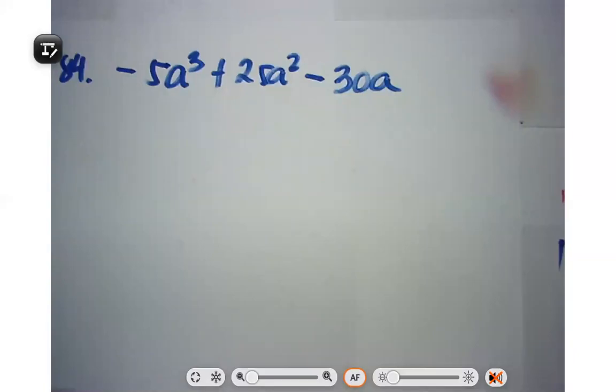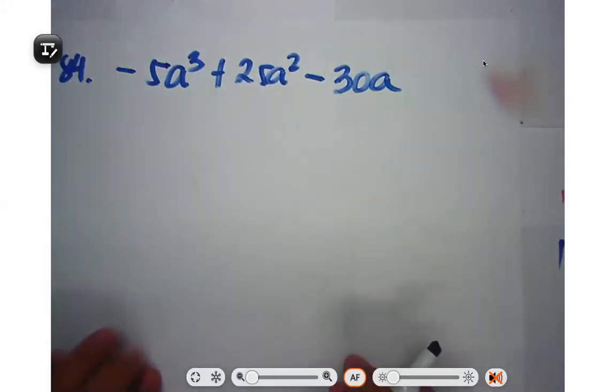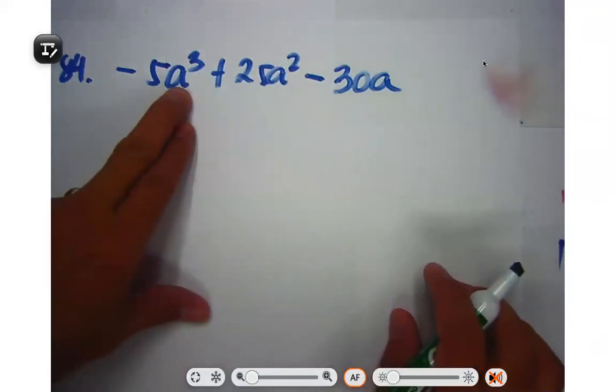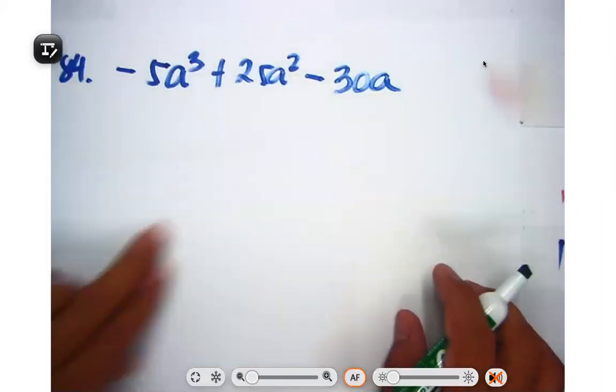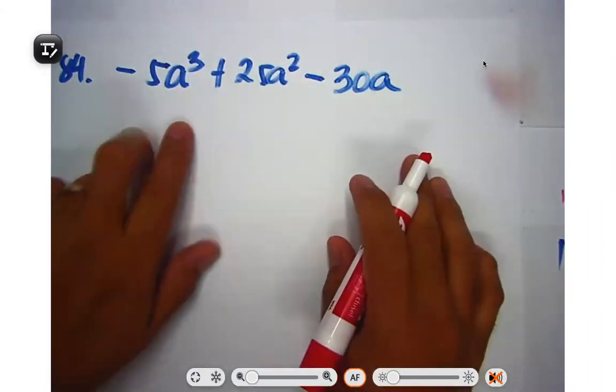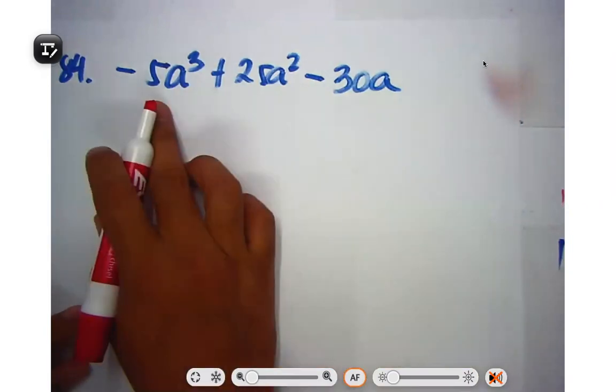You have negative 5a cubed plus 25a squared minus 30a. We first look at the GCF we can. Let's factor this completely. All right, so we have negative 5a cubed plus 25a squared minus 30a. You can find the GCF by factoring each term. We start from 5a cubed.